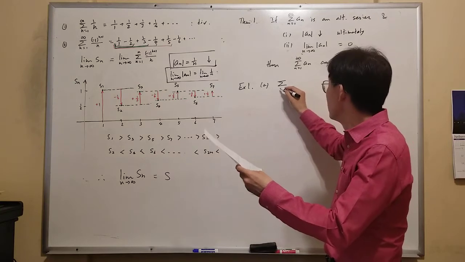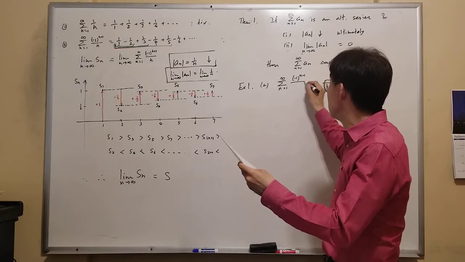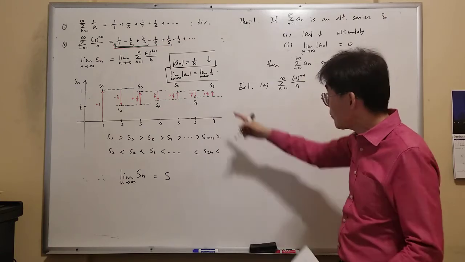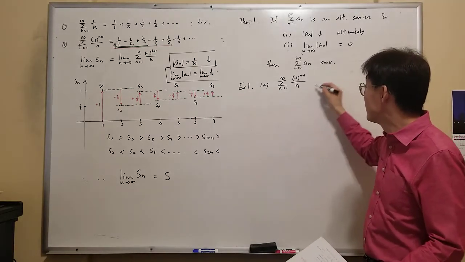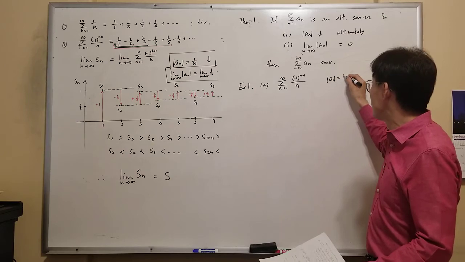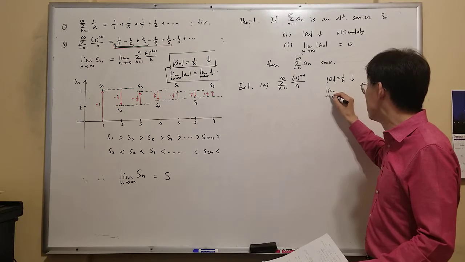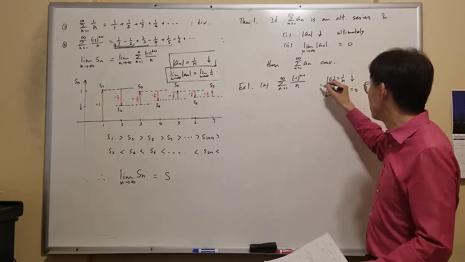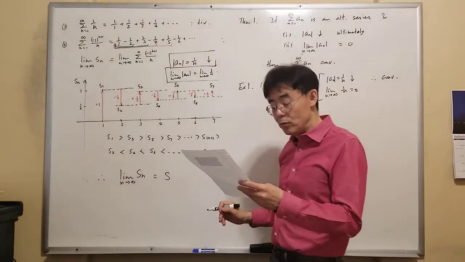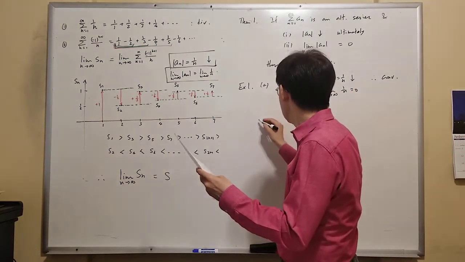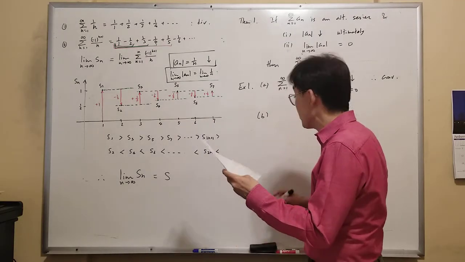Here, n goes from 1 to infinity. We just proved this, right? The absolute value series in this case is 1 over n. It's definitely decreasing, and it goes to 0. These two conditions hold, therefore it is convergent. We just did that. Part B: what about this one?